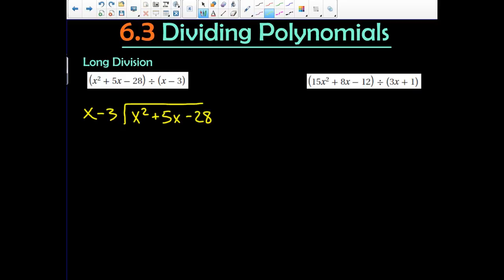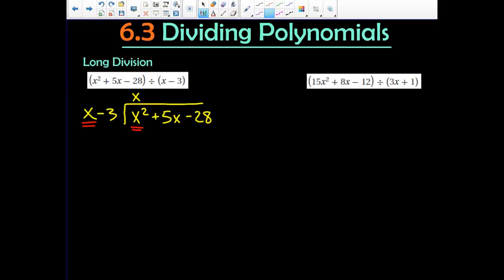A little bit different thinking now when we decide, like, it's kind of tricky to say, oh, how many x minus 3's go into, and it's just a little different thinking. So the way we think about this is, what do we multiply this x by for it to equal x squared? X, good. So that's what goes here.